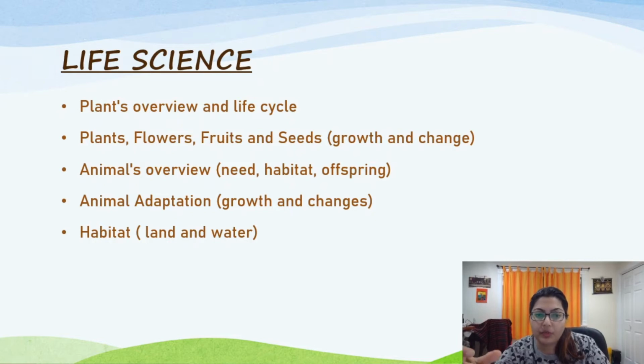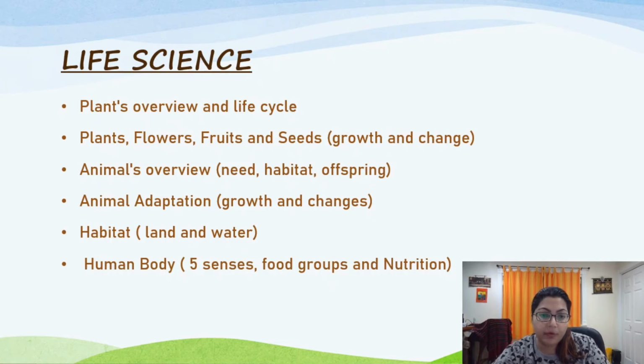We will not use the amphibian terminology here, but we will give them an idea of what helps the animals adjust to a kind of habitat, like a land habitat or a water habitat, even a desert habitat, for example.